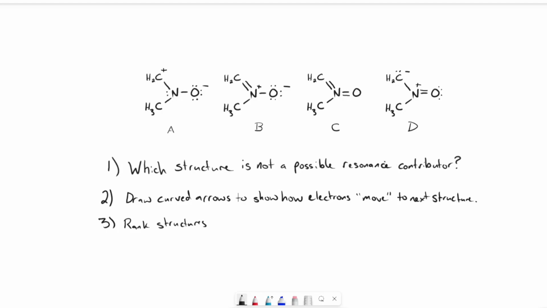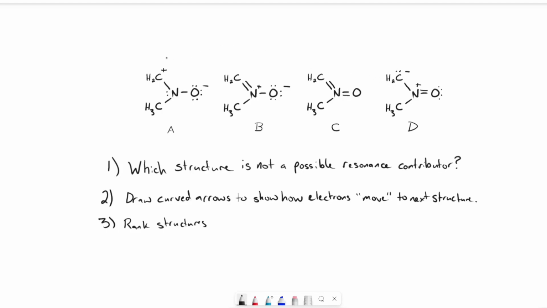Firstly, we don't even know which one is the original or anything like that. So we need to make sure that all of these have the same connectivity. So we're going to start at the bottom here, H3C. All of those have that, followed by a nitrogen, followed by oxygen, and then at the top, H2C. All of them have the same connectivity.